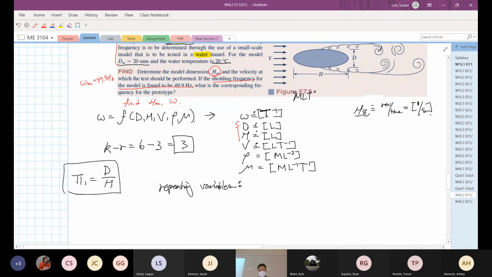We need to pick 3 of them. So first of all, I'm going to pick D because it represents the L. Then another one represents the T, in the simplest form going to be V. Then the omega is the one we are trying to find, so it is a dependent variable and cannot be the one. H has the same unit of length as D, so we can choose this one too.